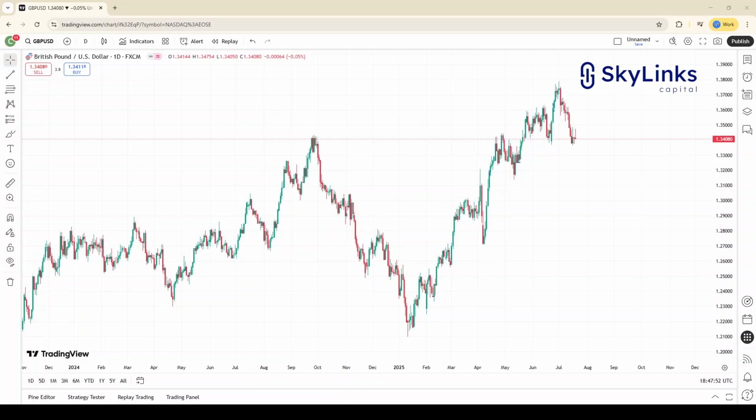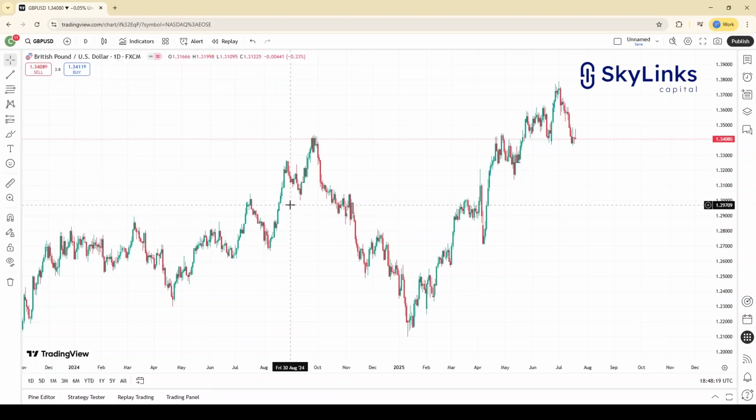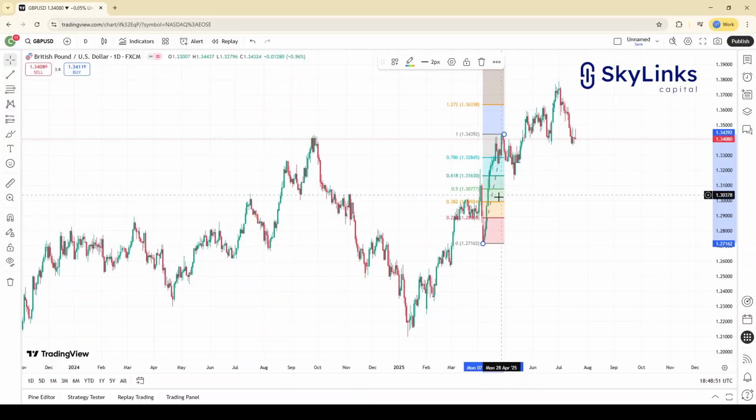At its core, Fibonacci analysis in trading is based on a mathematical sequence discovered by Leonardo Pisano, also known as Fibonacci. This sequence creates unique mathematical ratios that appear throughout nature and remarkably in financial markets. In trading, we use these ratios as percentages to identify potential areas of support, resistance, and also price targets. The most commonly used ratios are, you can see here, 38.2, 50, 61.8, 78.6, and the 23.6.